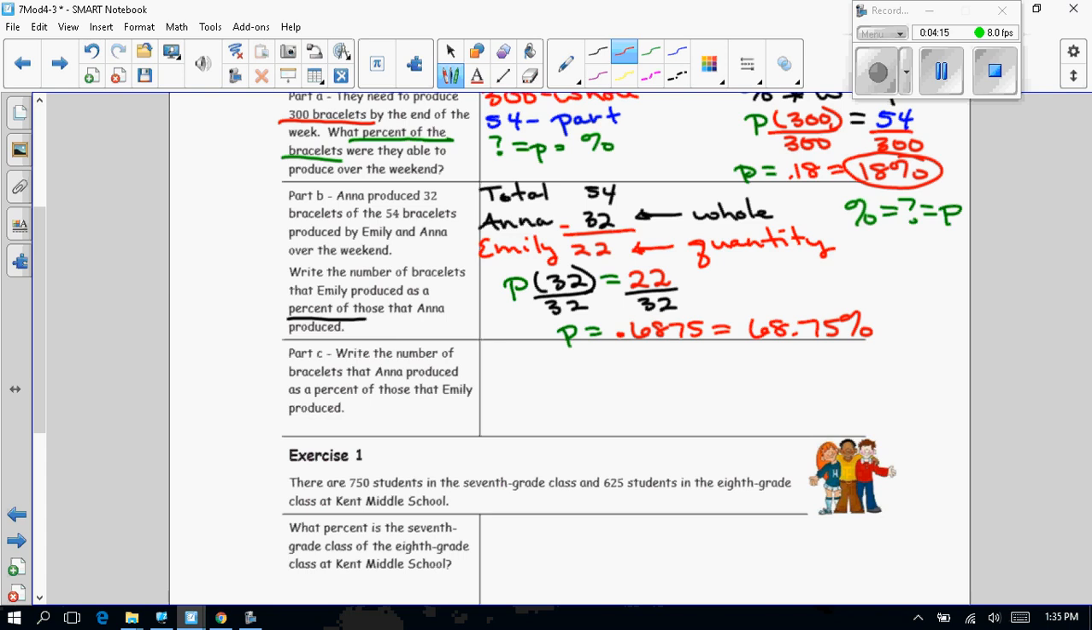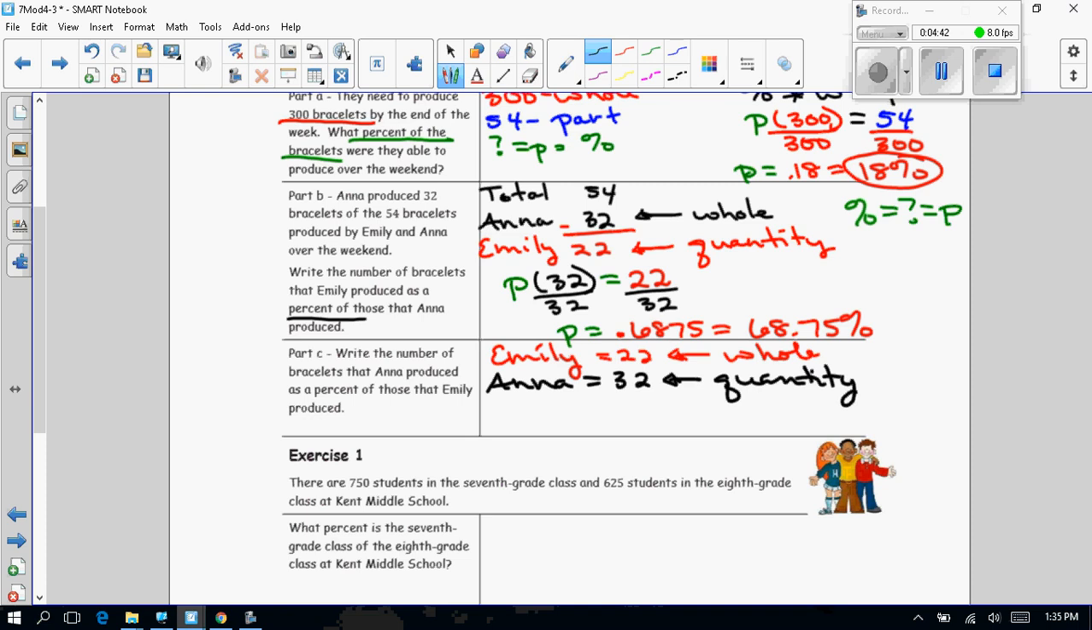Okay. Well, in part C, it says write the number of bracelets that Anna produced as a percent of those by Emily. So in other words, these have switched spots. Emily made 22, but this is now considered our whole. And the amount Anna made, which we knew was 32, is now the quantity.